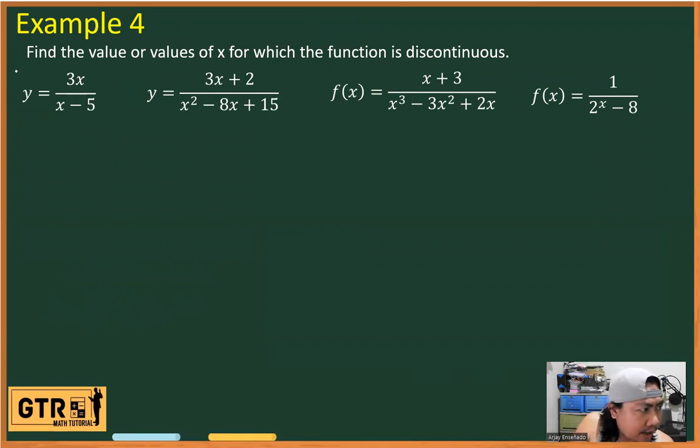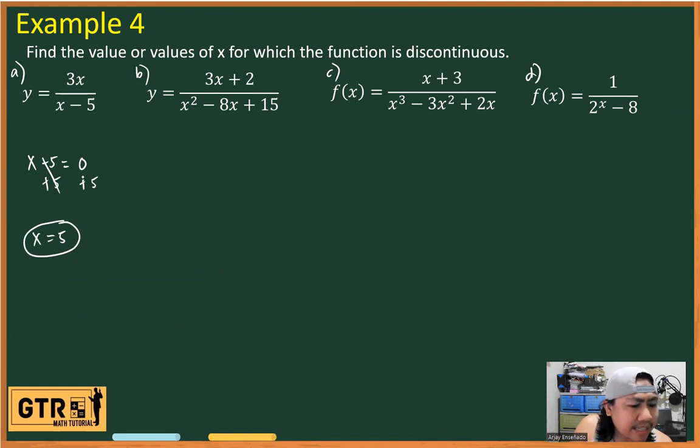So let's write letter A, letter B, letter C, and letter D. So solve for the value or values of x for which the function is discontinuous. So for letter A, just solve the zeros of the denominator. x minus 5 equals 0. So therefore, add 5 to both sides. So therefore, x is equal to 5. Okay? So therefore, the function y equals 3x over x minus 5 is discontinuous at x equals 5.